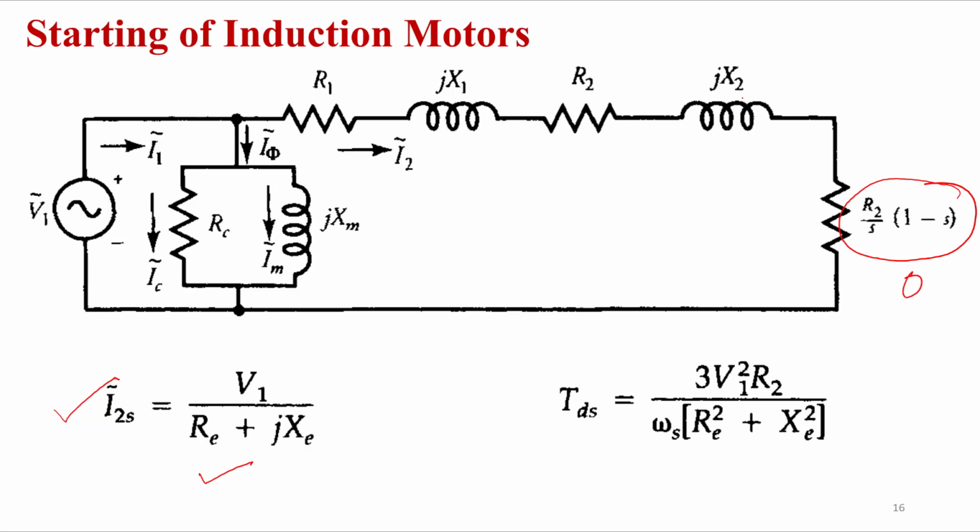Then if we find the starting torque here, what will be the value? Just substituting I2 in the torque equation, we get 3 V1 square R2 divided by omega S into Re square plus Xe square, right? Now the problem we face is that the voltage may be 440 volt, or per phase value maybe 230 volt, and these resistance and reactance values are very small.